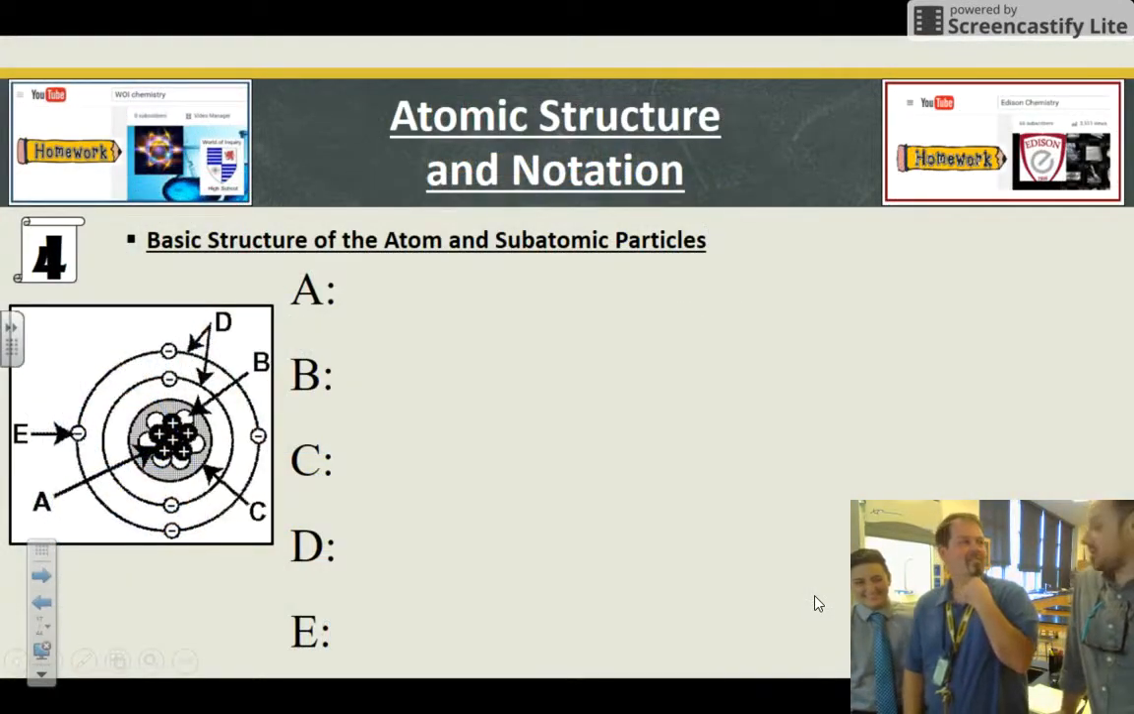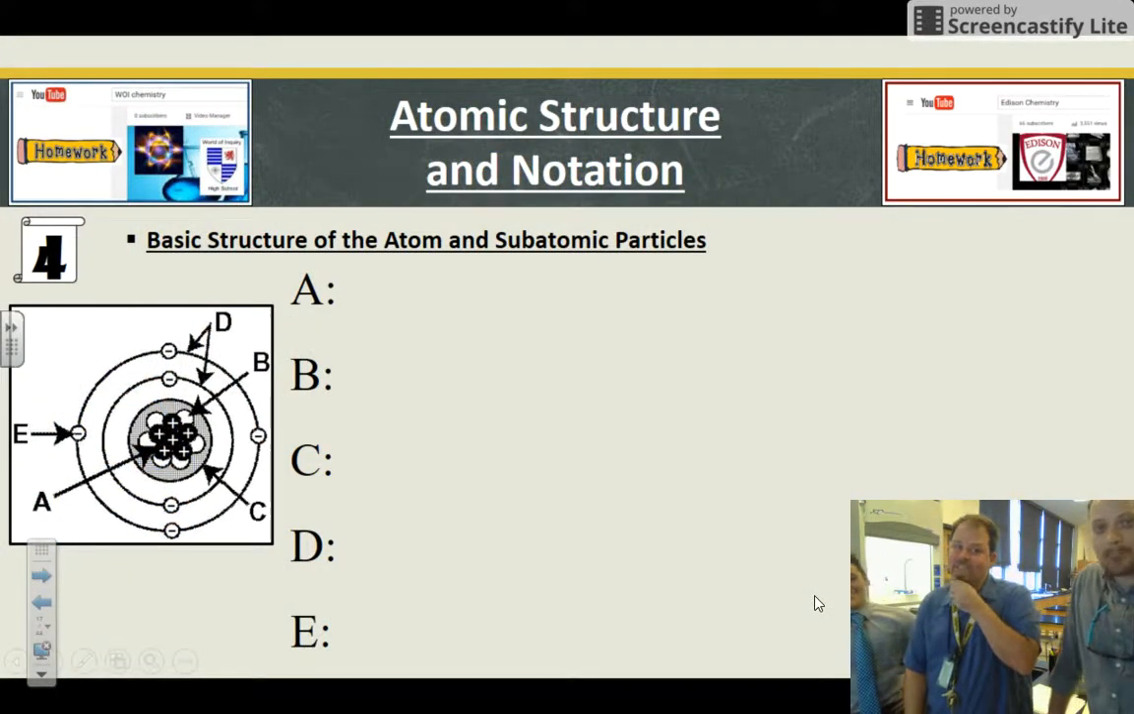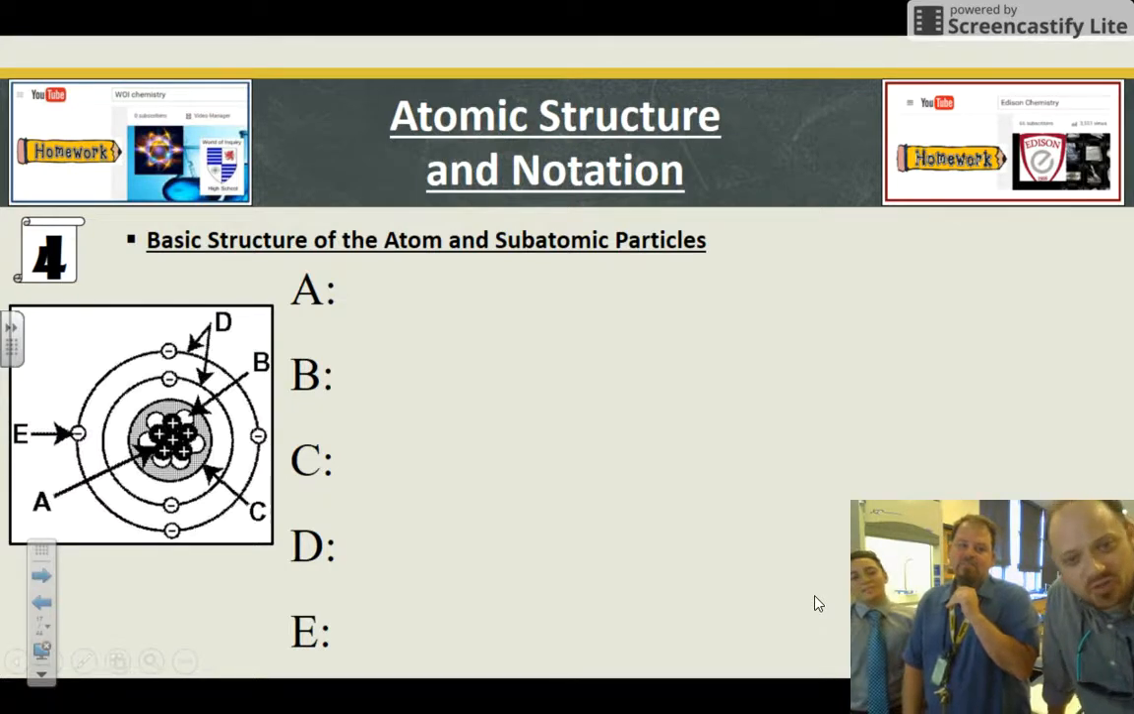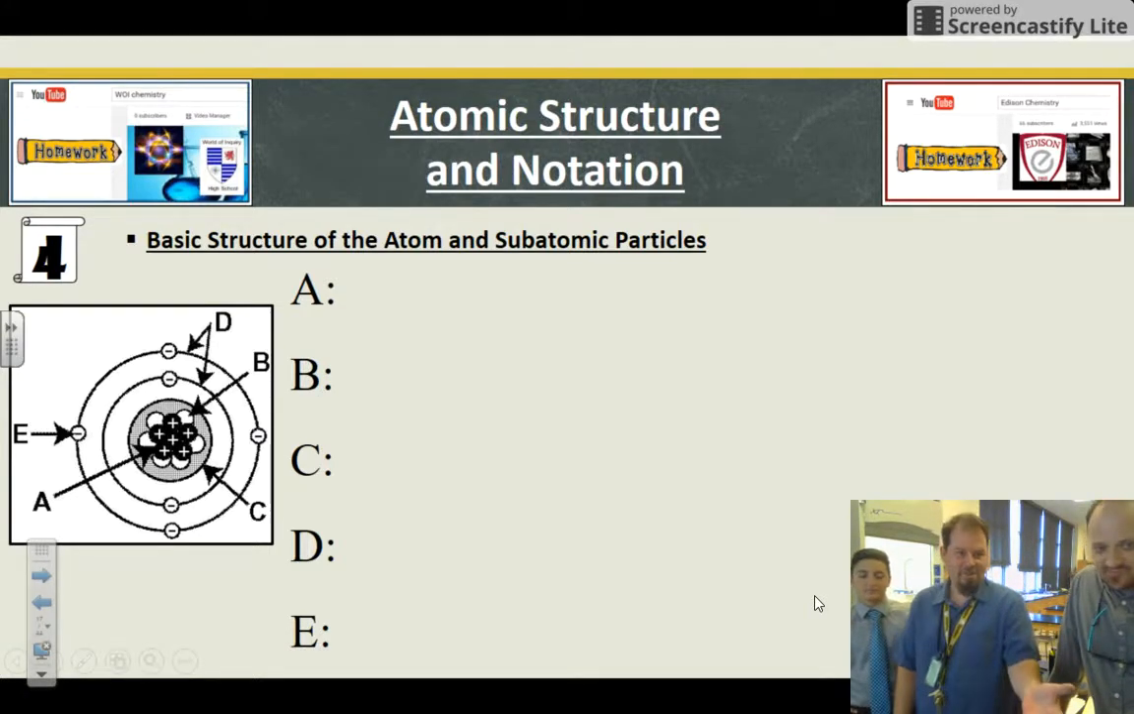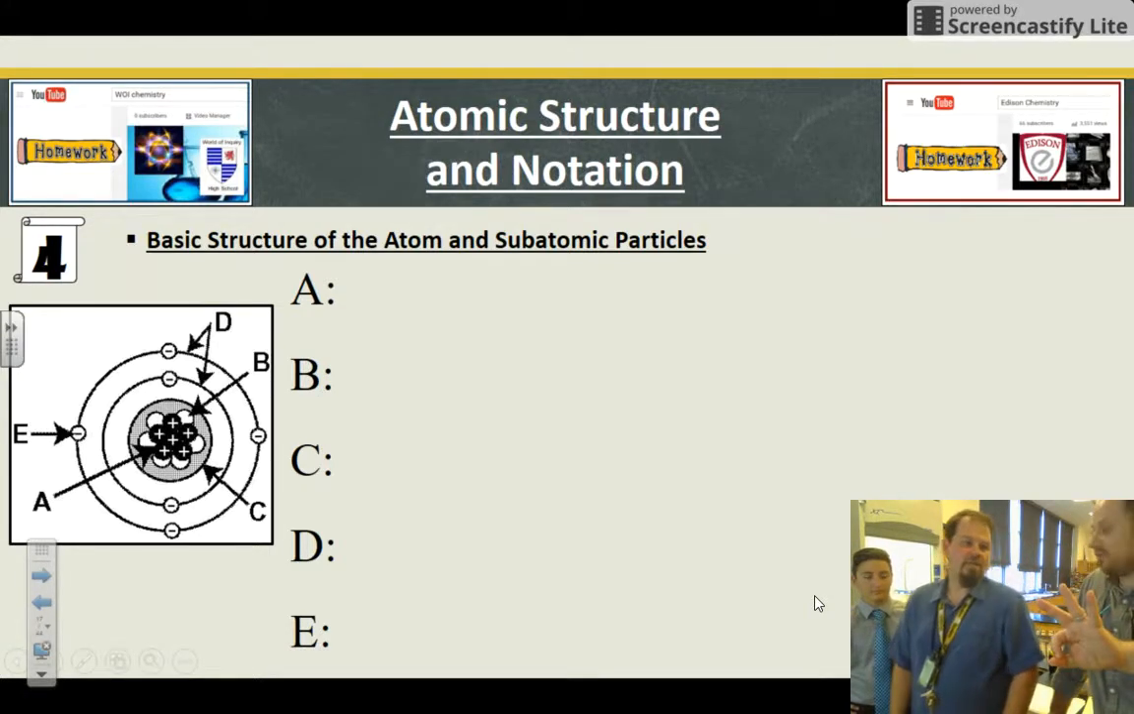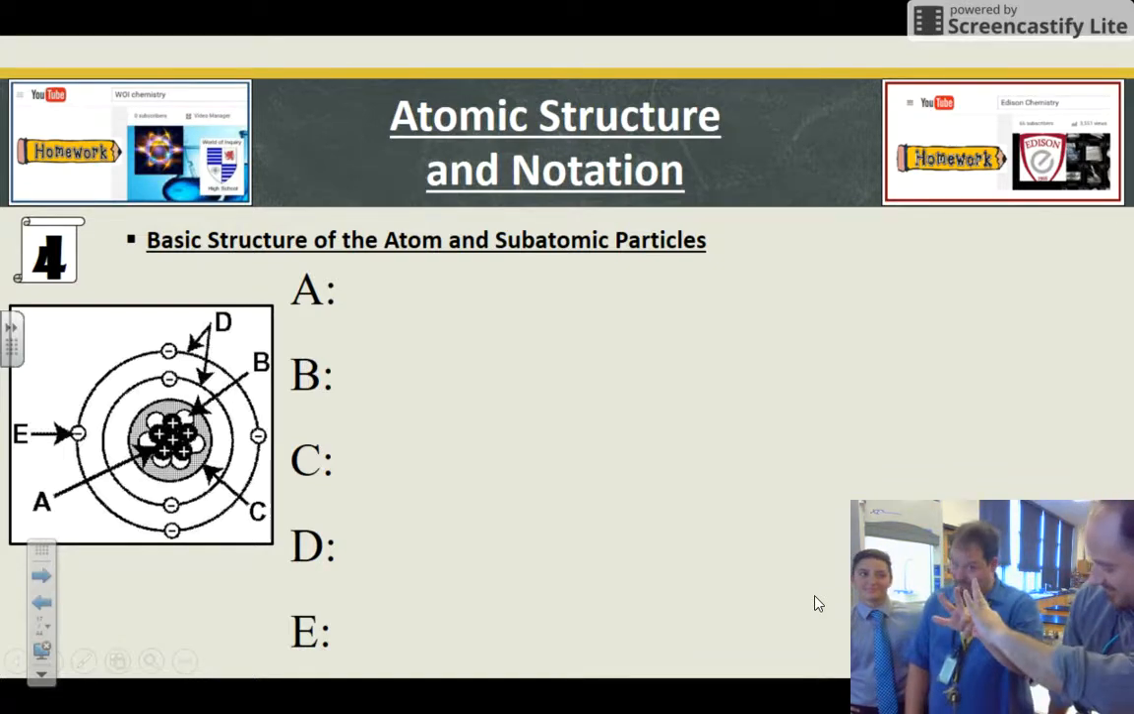Atomic theory, structure, and notation. Some brotation here. Very important stuff. Yep. Structure of the atom and my favorite subatomic particles. I would start by listing these A, B, C, D, E. They're in the picture. We're going to tell you what they are. I have 3 favorite subatomic particles. We do. 3, by the way.